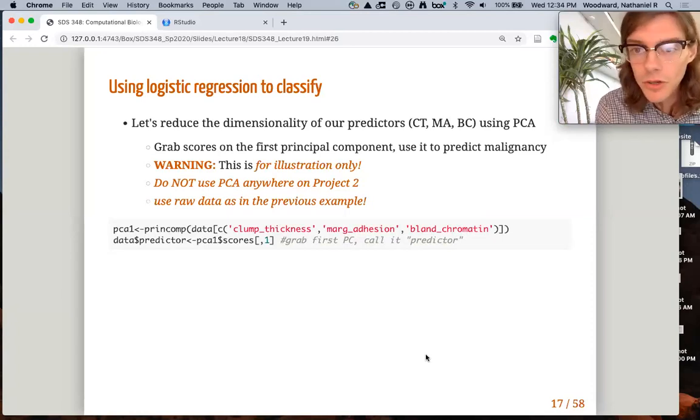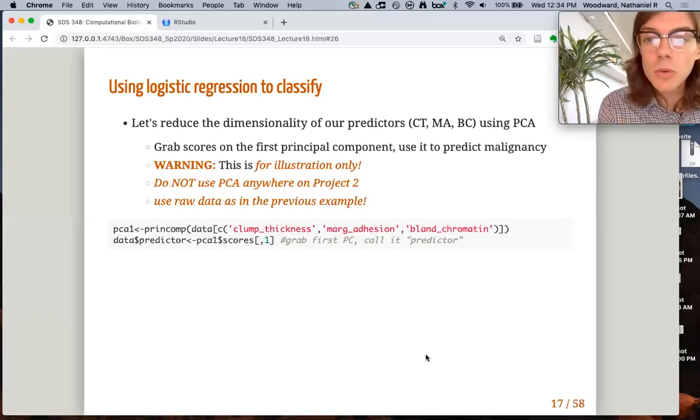So our three variables, if you were to take the correlation, they're going to be strongly correlated, right? And they're also strongly predictive of the response variable, malignancy, right? So if they're strongly correlated, they're really redundant. And maybe we can express how predictive they are of malignancy with a single variable instead.